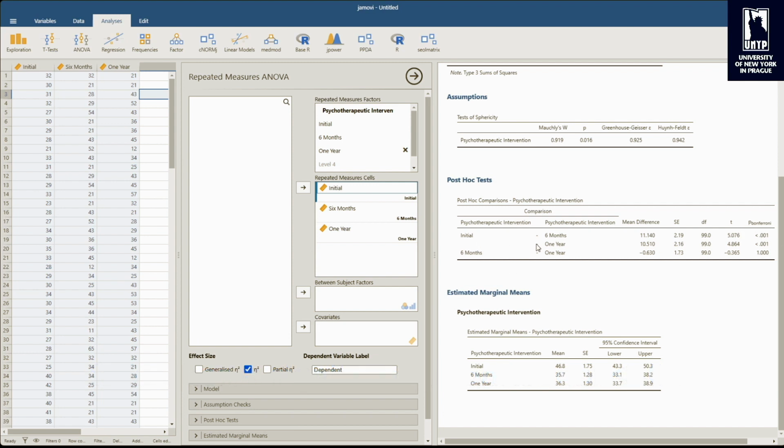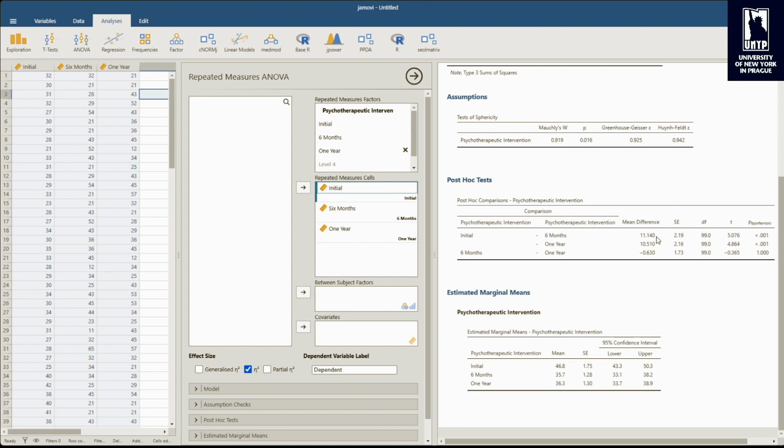And the same can be said for the difference between initial alcohol level and alcohol levels after 1 year. However, we have no significance in the time span of 6 months and 1 year. So we have the mean difference over here. Now, you see a mean difference of 11 points, and you'll be like, well, what does that mean?